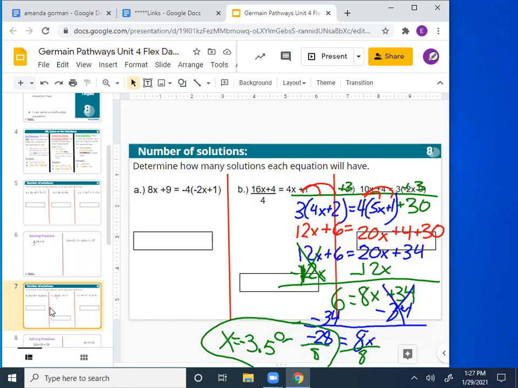And I have something that I need to do to simplify it before I make a decision about the equation. Because when you're determining the number of solutions, it has to look like some number x plus a constant is equal to some number x plus a constant. There can't be any parentheses. There can't be any division like we have here. So we have to do a little bit of work first.